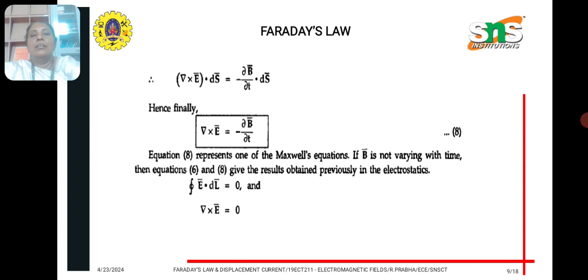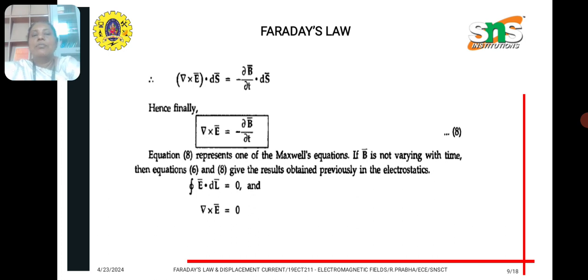And removing the integrals, we can write del cross E dot ds is equal to minus dou B by dou t dot ds, and removing this ds, we can write del cross E is equal to minus dou B by dou t. And this is one of the Maxwell's equations: curl of electric field is equal to minus dou B by dou t. Here B is the flux density, magnetic flux density.